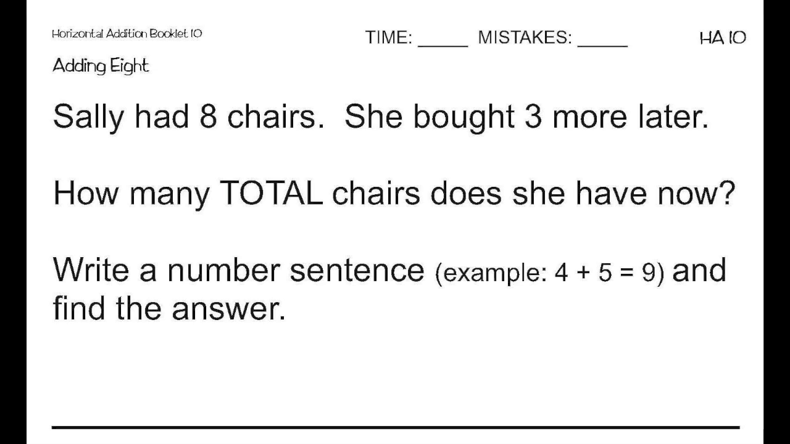First, let's look closer at the question. How many does she have total? The word total is a clue. When you see it in a word problem, it's telling you that you're going to add in this problem. So now we need to figure out which 2 numbers we're adding together. Let's look back at the problem. It says, Sally had 8 chairs. She bought 3 more later. So the 2 numbers given are 8 and 3. So let's start our number sentence and then we'll find the answer. So we have 8 plus 3. Well, 8 plus 3 equals 11. So Sally has 11 chairs total.